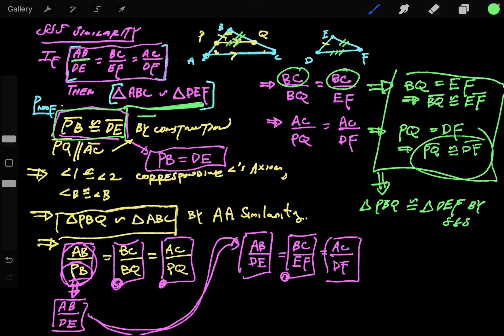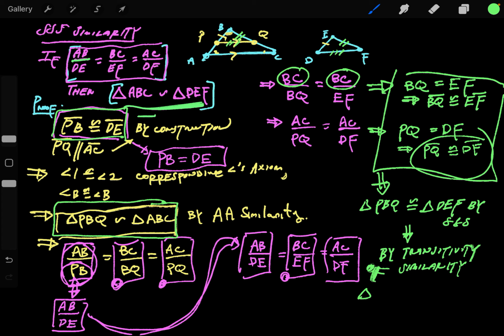Now, if these two triangles are congruent, then they're similar. So I know that they're similar, and I know that PBQ is similar to triangle ABC. Therefore, by transitivity of similarity, I have triangle DEF is similar to triangle ABC. And you're done.